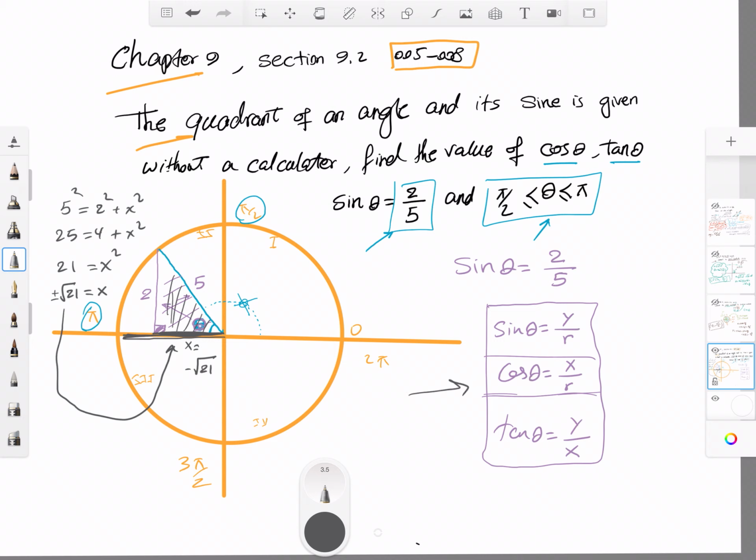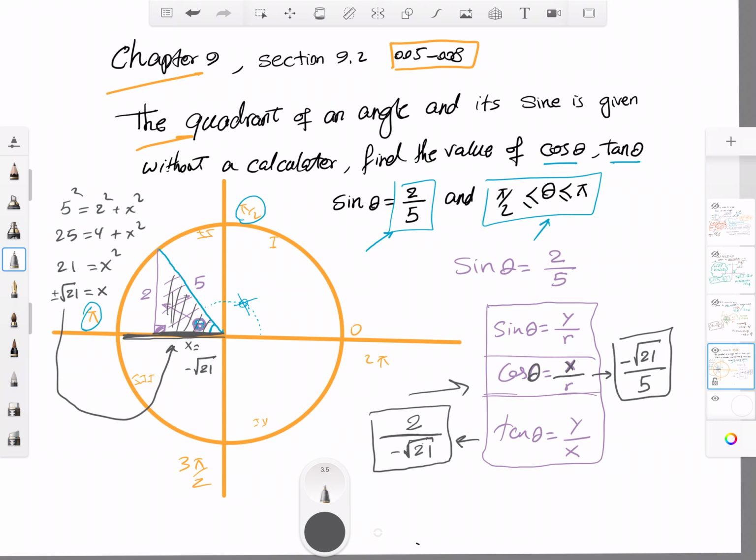So you go back to what they're asking us. They ask us what is cosine of theta. Cosine of theta is x over r. So the answer will be negative root 21 over r, which is 5. We're done. Tangent of theta is y over x. Y is 2, and x is negative root 21. It seems like you can leave it like this and your computer will accept it.